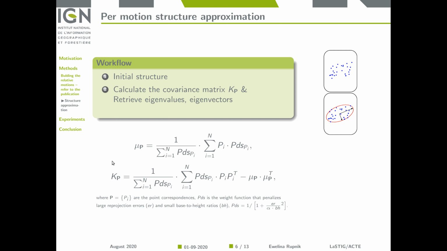Given the covariance matrix K, we retrieve its eigenvalues and eigenvectors. The eigenvalues and eigenvectors correspond to the ellipsoid in 3D or an ellipse in 2D inscribed in these points. Note the figure on the right that illustrates the ellipse in red and the 2 eigenvectors in black.